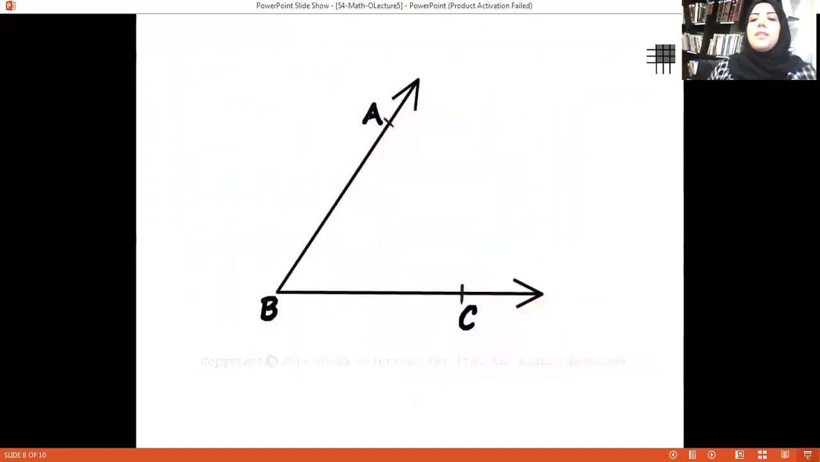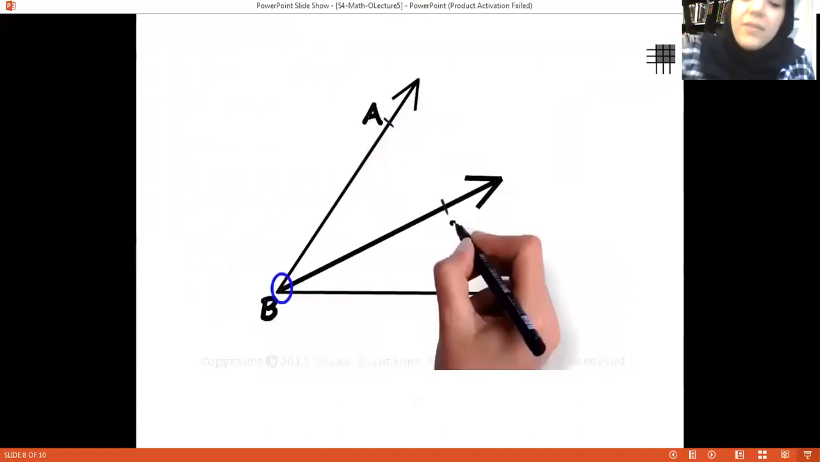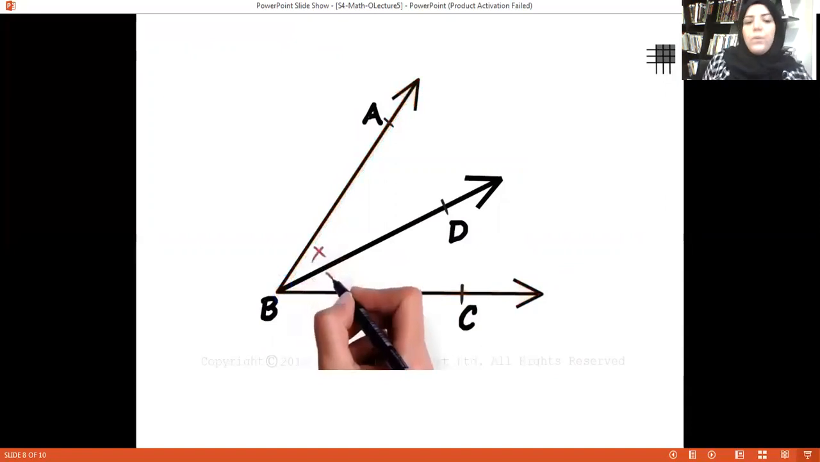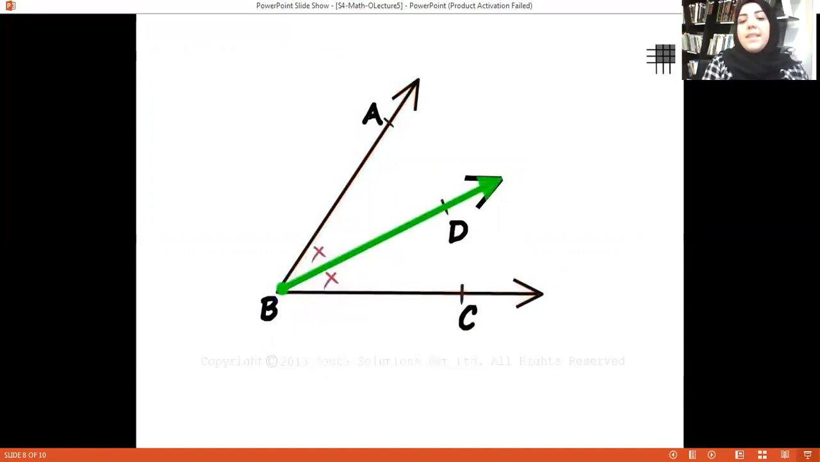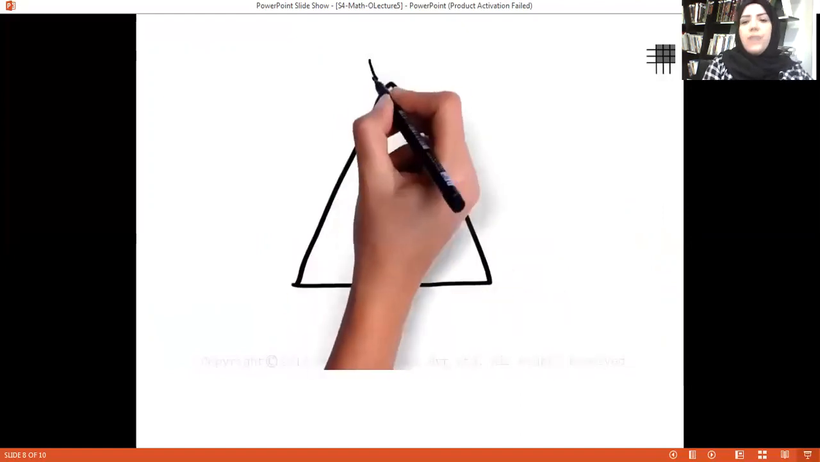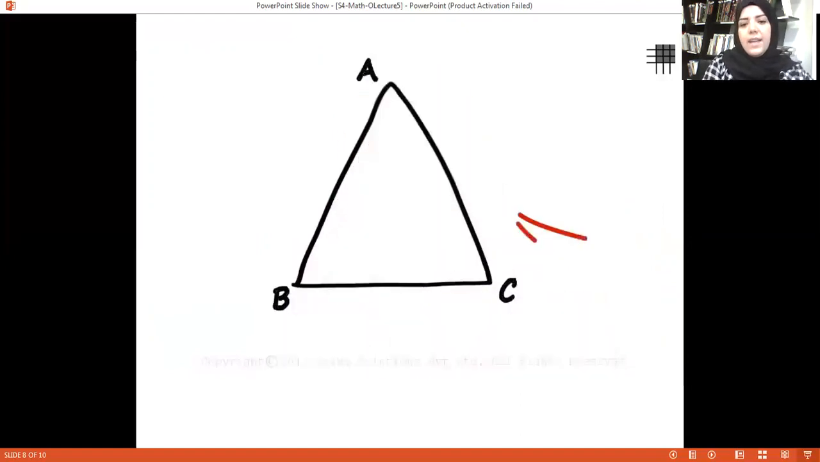First of all, let us remember, how do we find the bisector of an angle? So suppose we have this angle ABC. We say that BD is a bisector of angle ABC because it cuts the angle into two equal angles. And how do we do this? It's very easy. We just use a protractor. Okay, so this is ABC. In a triangle ABC, we have three angles. So I need to find the three bisectors of the three angles.